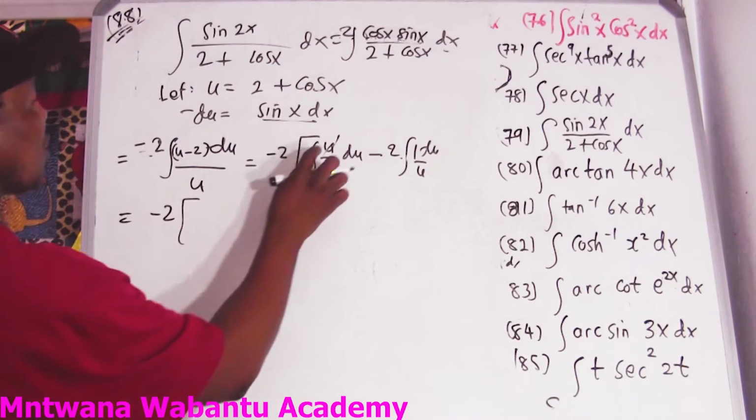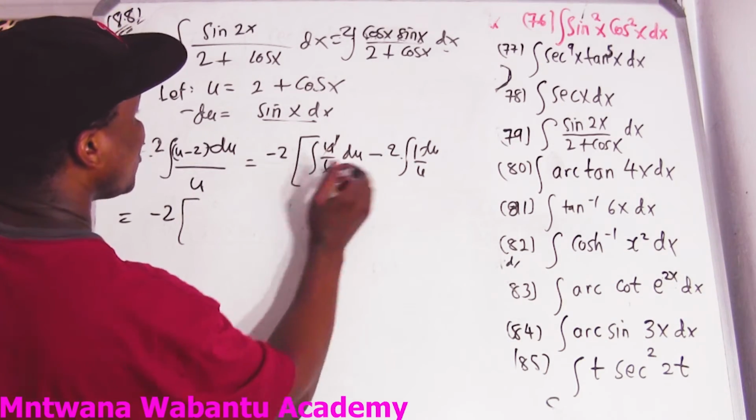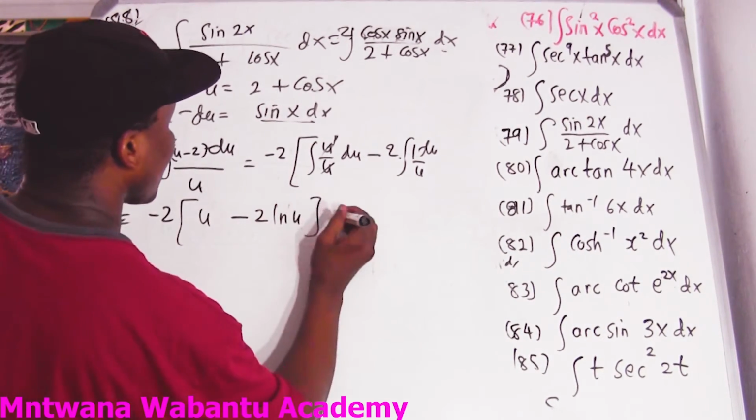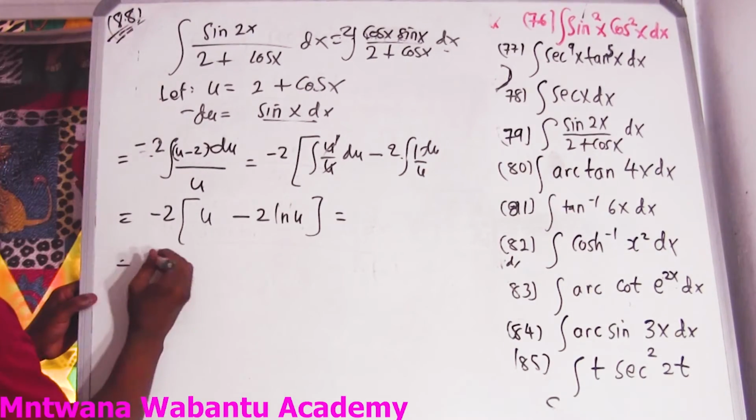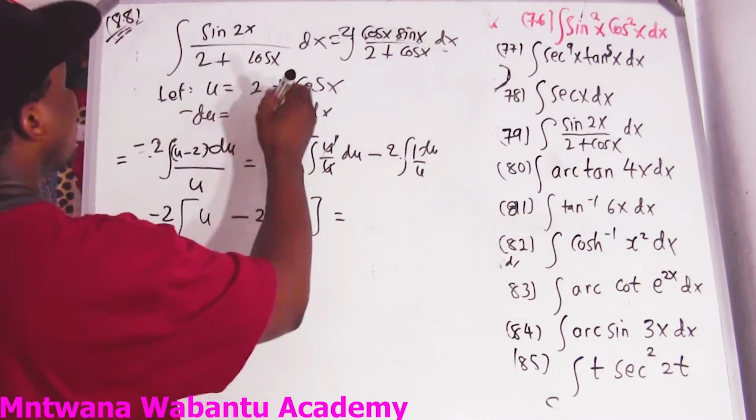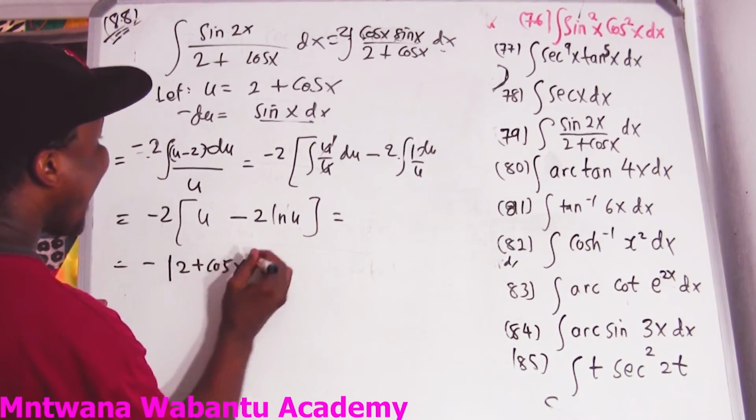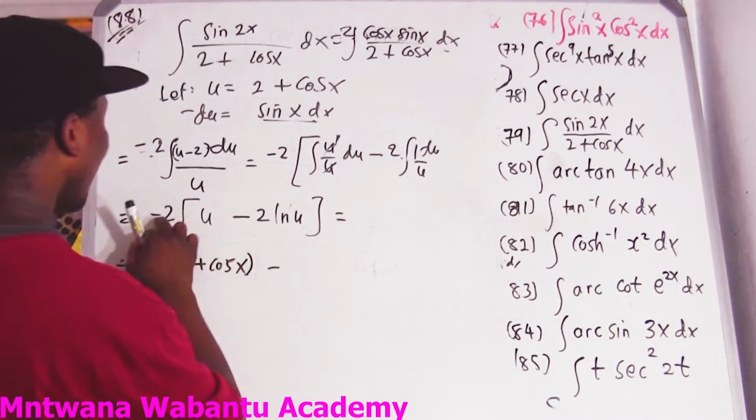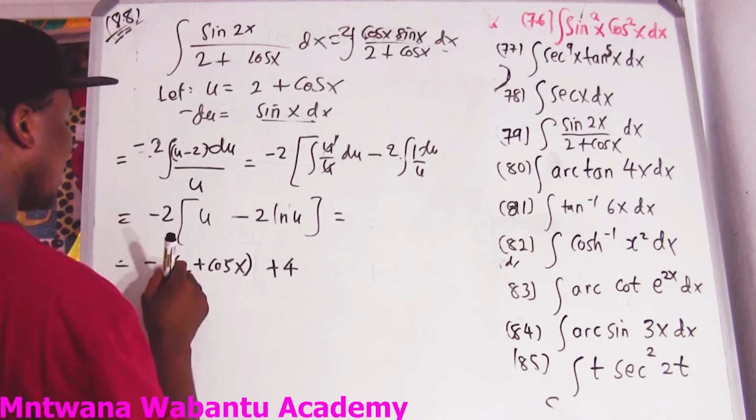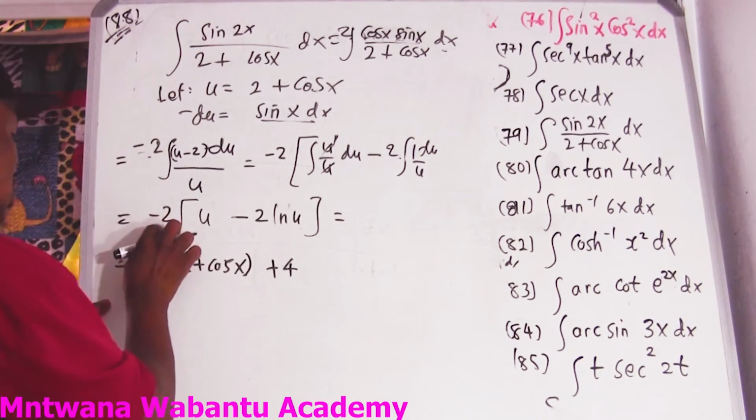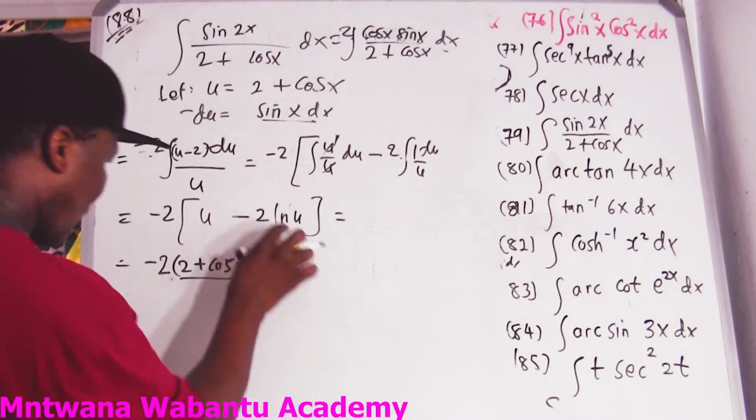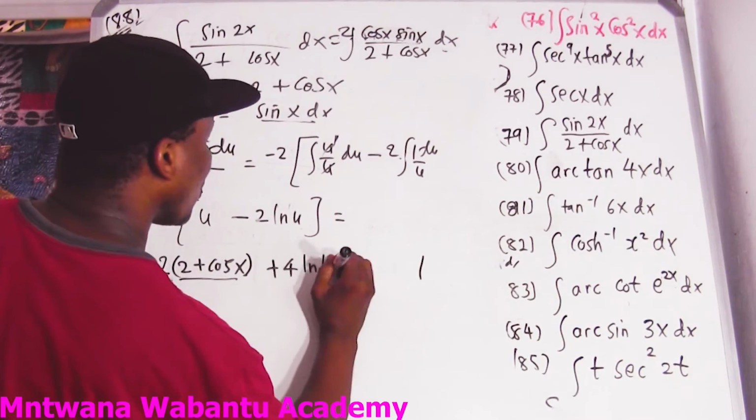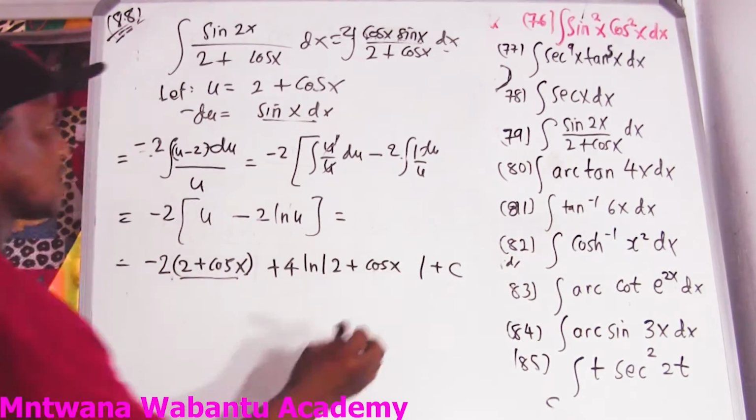So equal to negative 2 times the integral of du, because it's 1, is u, minus 2 times ln of u. Now what is u? We know u equals 2 plus cos x. Multiplying the negative 2 through gives negative 2u plus 4 ln absolute value of u, so negative 2 times 2 plus cos x, plus 4 ln absolute value of 2 plus cos x. Okay, now we go for the next one.